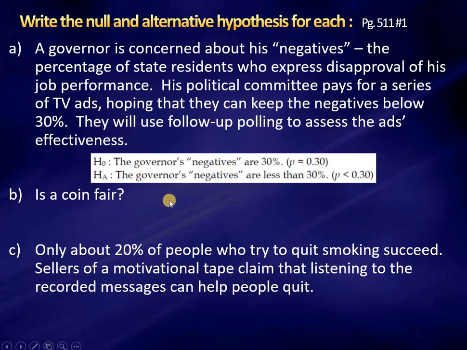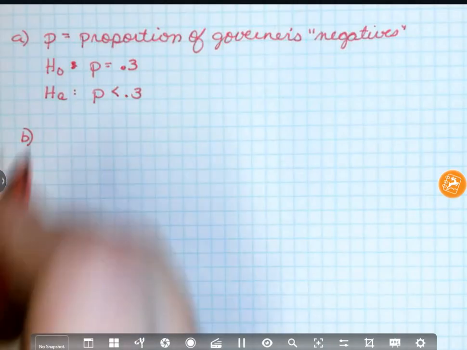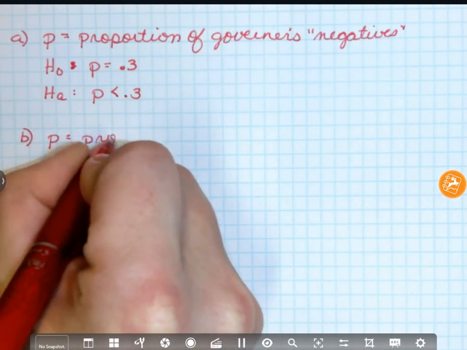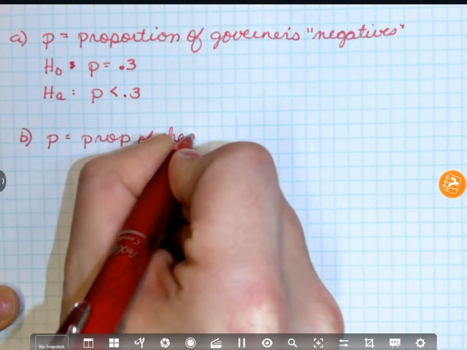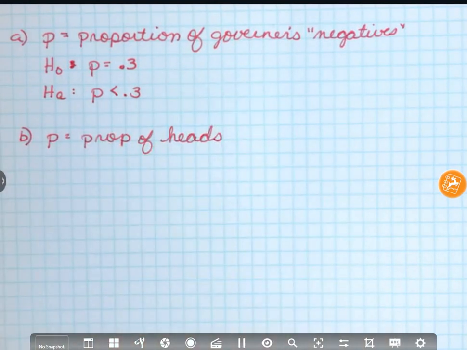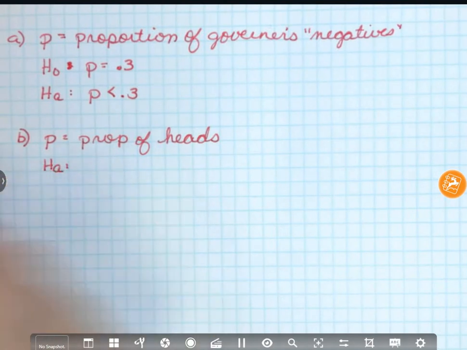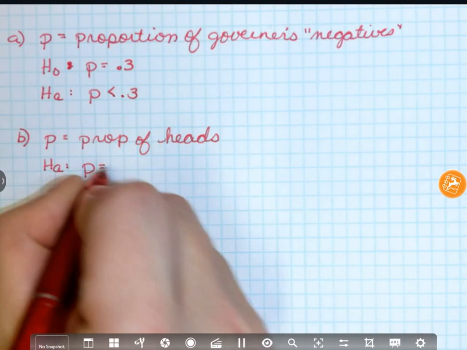So if I looked at B and I said, is a coin fair? What am I going to be talking about as my parameter of interest? The proportion of heads to tails. And the thing is here, you really get to choose which one we want. So I'm just going to say P, and I'm going to say the proportion of heads. We know a little bit something about coin flips. If a coin is fair, what do you expect the proportion of heads to be? One more time. 50% or 0.5. So we say P is equal to 0.5.